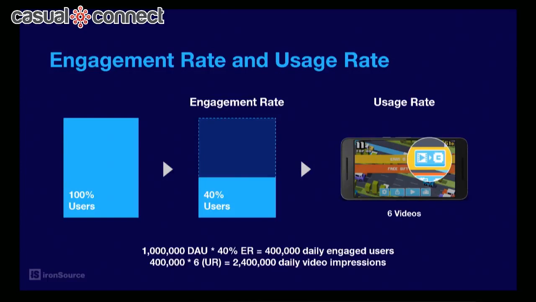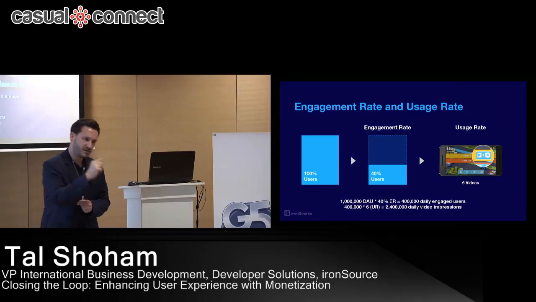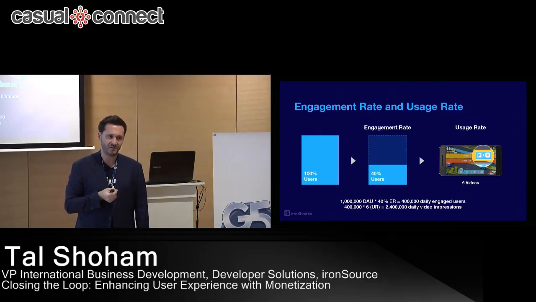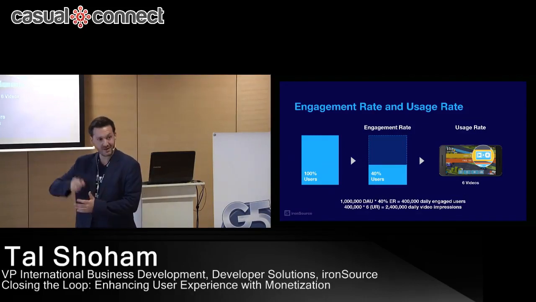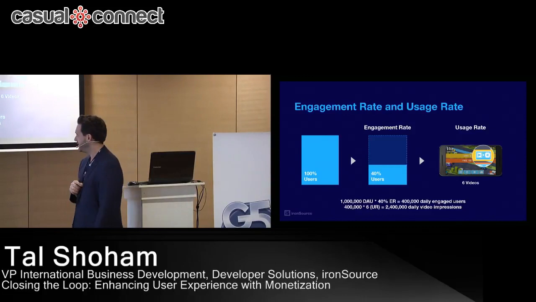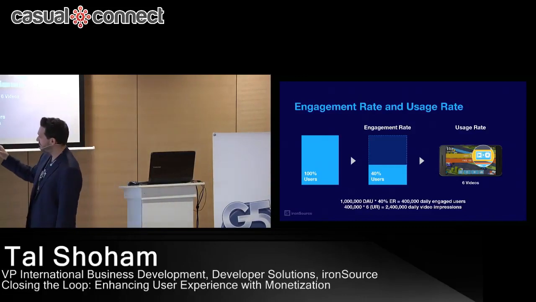So let's say I have an app that has 1 million DAU. So I did really well. I have a pretty successful app. I have 1 million daily active users that are coming every day and using my app. So that's 100% of users. And I have a 40% engagement rate. What it means is that 40% of my DAU are coming every day and clicking on a button to see a rewarded video. Okay, sounds like a lot. We have apps where it's even 70%. So that means that I'm generating 400,000 daily engaged users.